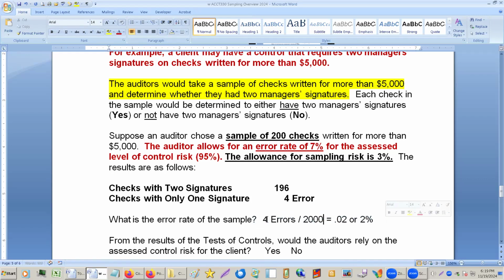Okay, so let's move this. Okay, so, whoa, that's the wrong. Oopsie daisy. Got a little carried away with the zeros there. Okay, so we had 4 errors out of the 200 checks. So, 0.02 or 2% of them would have been in error.